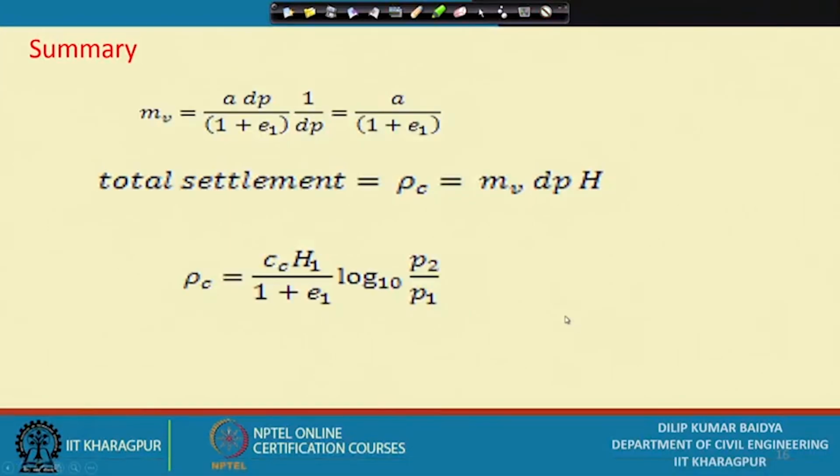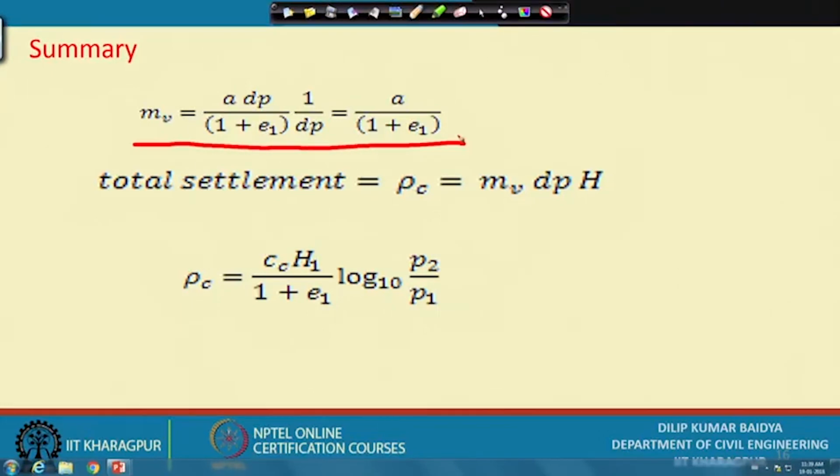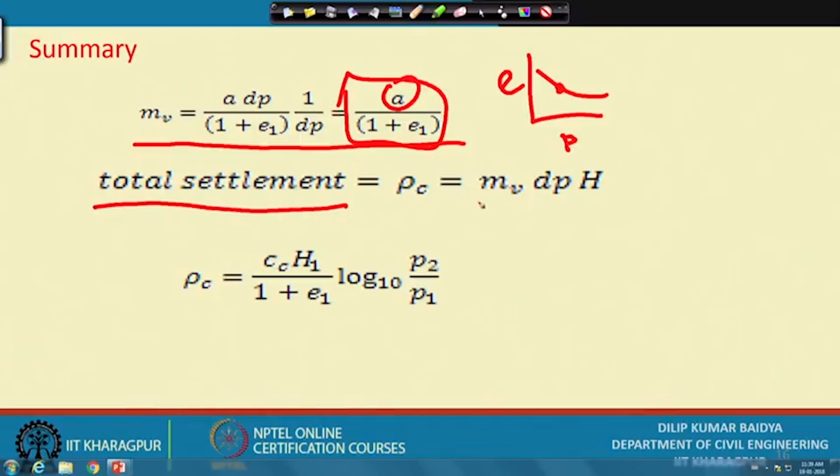And then the compressibility chapter, we have also done many things. We have mentioned volume compressibility, which can be expressed as a over 1 plus e, where a is the slope of the e-p curve, e versus p. If I get the slope at any point, that is a, and by using this equation we can find the coefficient of volume compressibility, and total settlement can be obtained by mv dp.